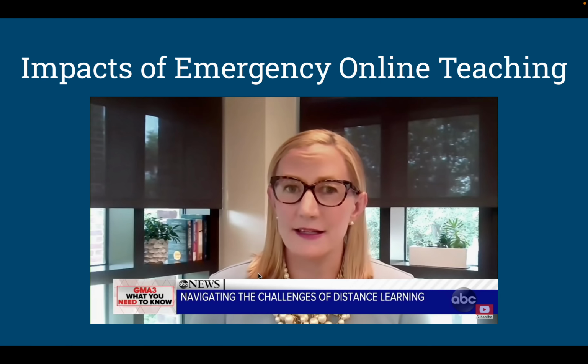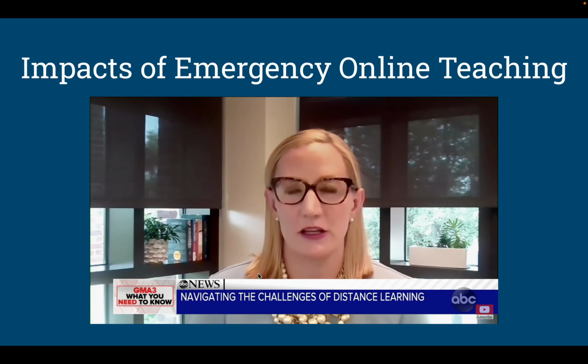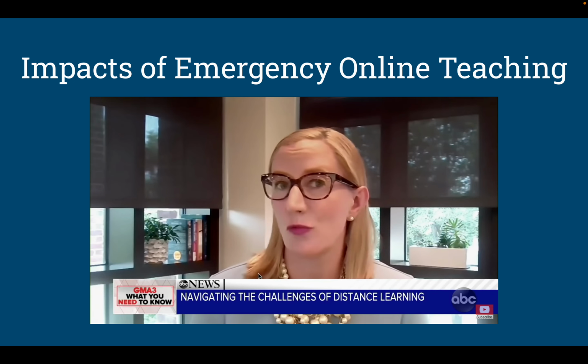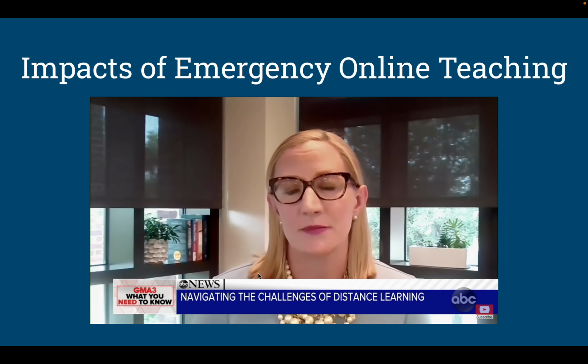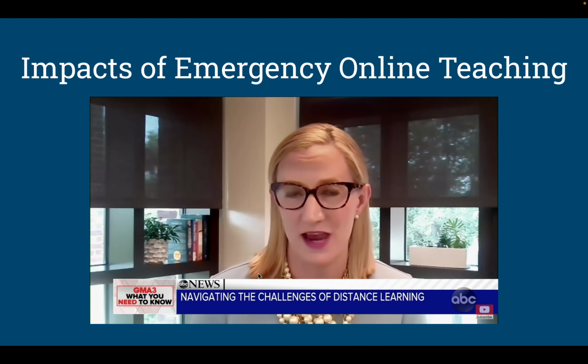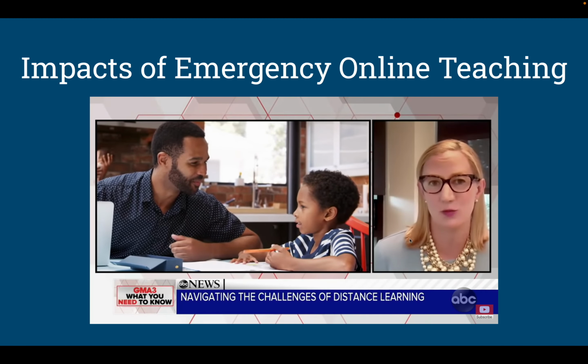Well, we've already seen some preliminary studies this summer that show that low-income kids, as we had suspected, are likely falling farther behind, and we're going to have to do more work to close the gap. We also have recently seen some studies that show that high-income kids are actually doing even better than expected. So we really have this widening gap.